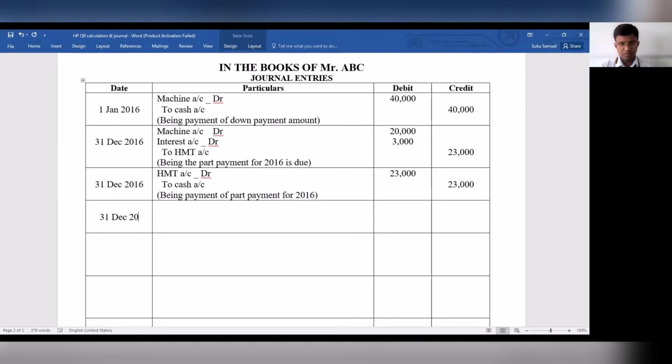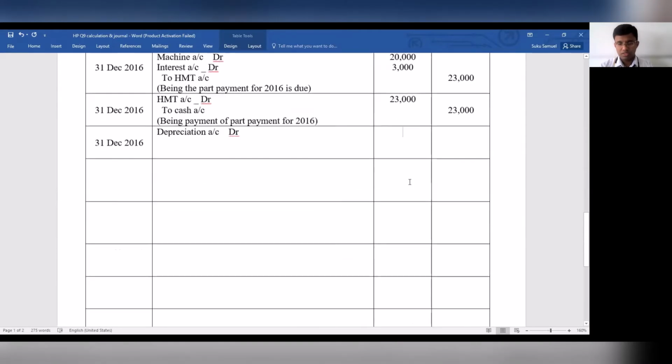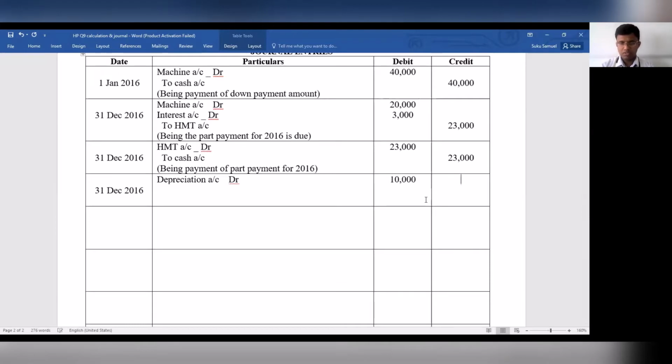Then 31st December 2016, the very first entry that we would be having would be for charging depreciation. So depreciation account debited, and the depreciation amount in this case will be 10,000, to machine account 10,000. Being depreciation charged for 2016.